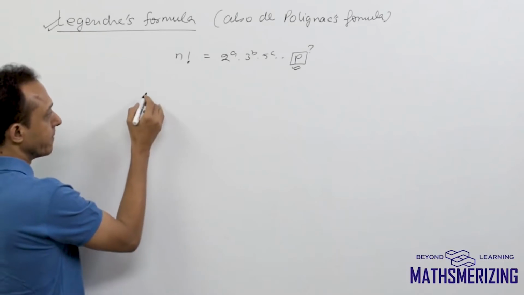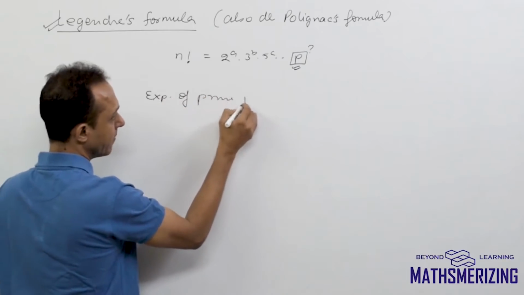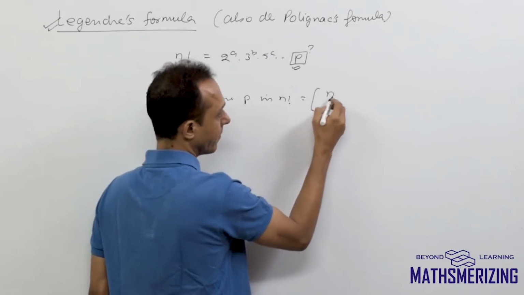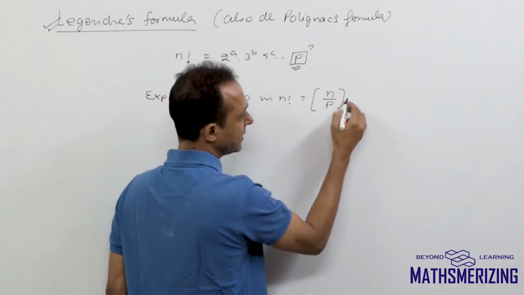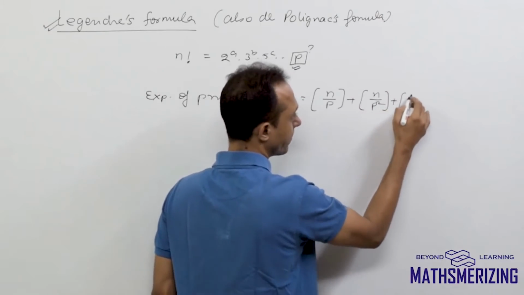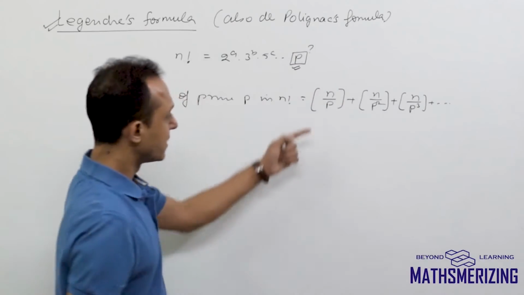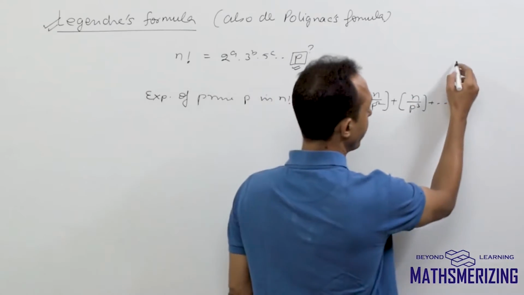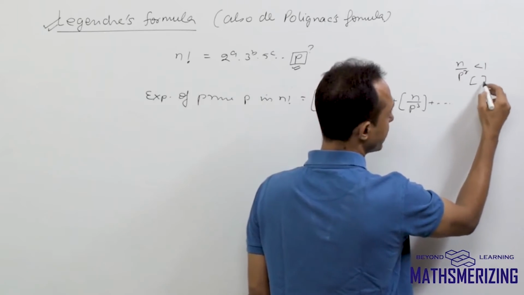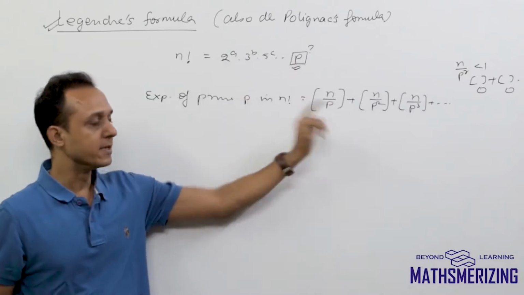So the formula says the exponent of prime number p in factorial n is given by the greatest integer function of n upon p, plus the greatest integer function of n upon p square, plus the greatest integer function of n upon p cube, and we'll continue, and after some time this n upon p to the power r will be less than 1. So in all such successive cases, its value will be 0. So we'll have a restricted number of terms.